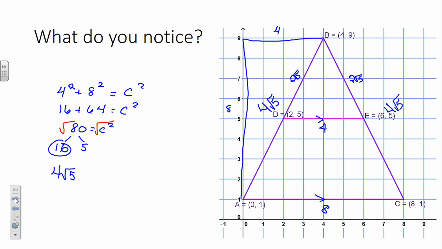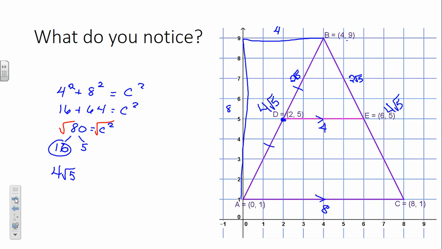In fact, anybody notice anything special about these points? 0 and 4. Half. 1, 9. First numbers are even, second ones are odd. The x's are evens, the y's are odd. But what happens if I take 1 plus 9 and divide by 2? Midpoint, right? So this is the midpoint of BA.